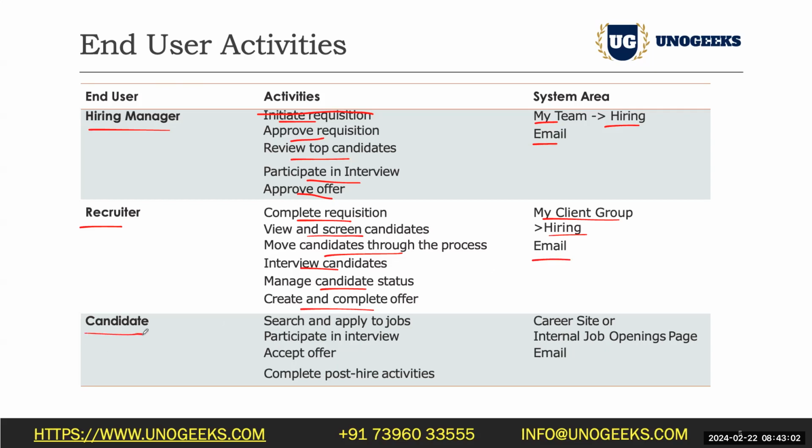And next we have candidates. As mentioned in the previous slide, whenever we refer to candidates, it could be internal or external. It could be either of the candidates. The candidates can search and apply, and they can participate in an interview. They can accept or decline an offer. They can complete all the post-hire activities. The system area for external candidates would be career sites. For internal candidates, it would be the internal job openings page. And then they will also get email communications accordingly. So these are the different end user activities we have.